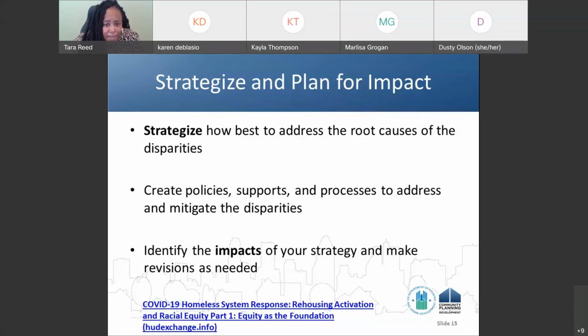Create infrastructure and sustainability of the new refined processes and strategies through the development of equity-centered policies and procedures that uphold them. Plan to monitor and identify the impacts of change when implemented. This means tracking both the positive and the negative consequences, whether intended or not. This also means continually planning and discussing ways to address disparities. Next slide, please.